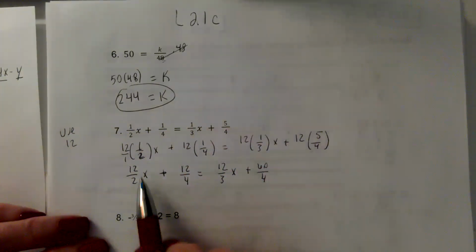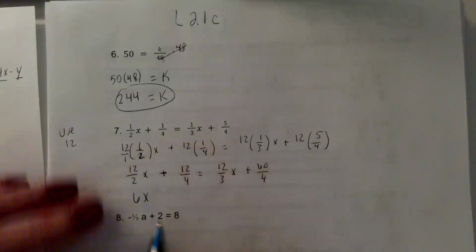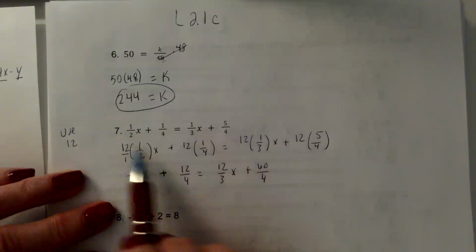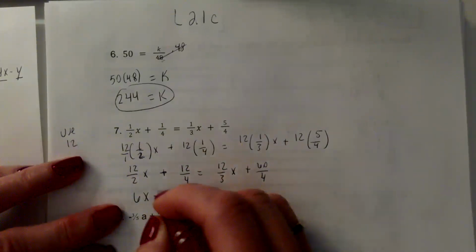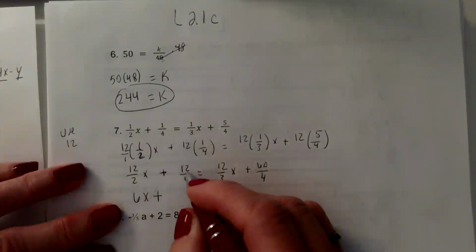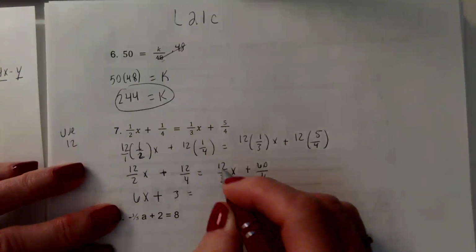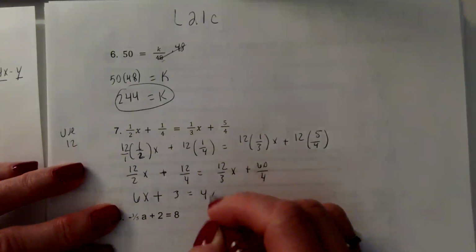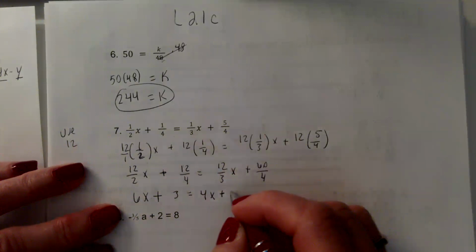Okay, now I'm going to simplify. 12 divided by 2 is 6x. And you might have seen that already. 2 goes into 12 6 times. You might have already been able to skip that step. But if not, go ahead and do that. Multiply it out. 12 divided by 4 is 3 equals 12 divided by 3 is 4x plus 60 divided by 4 is 15.